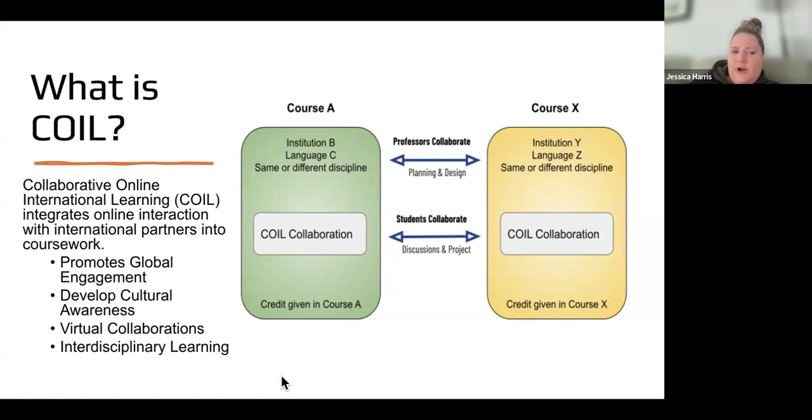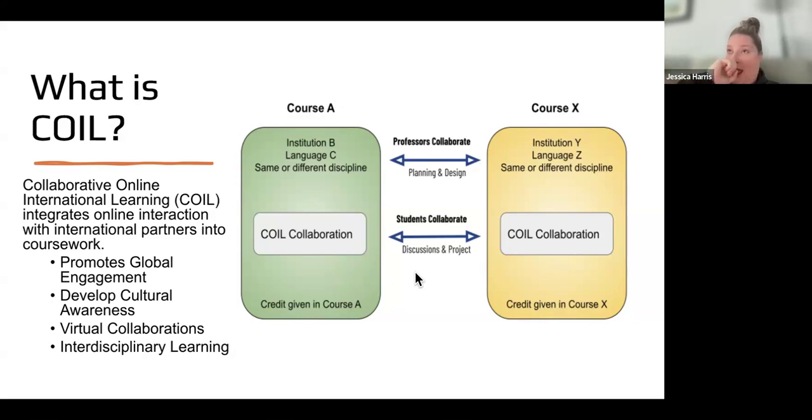It develops cultural awareness. It gives students the opportunity to have virtual collaborations and also interdisciplinary learning. So here you have Course A, which is from one institution that may speak one language in a same discipline, or it could be a different discipline that then collaborates with another institution that may speak a different language. And they could also have the same discipline or a different discipline. And the students are both given credit, but professors are collaborating and planning and designing the course. Students are collaborating with discussions and projects.